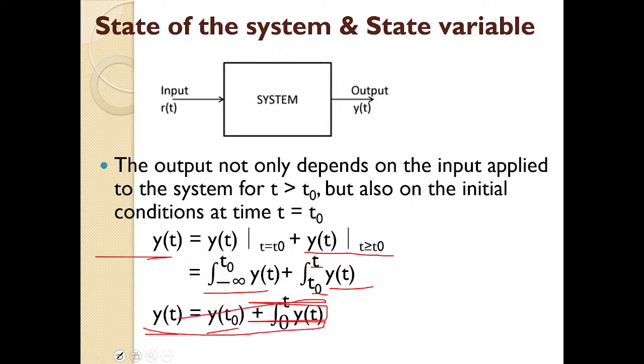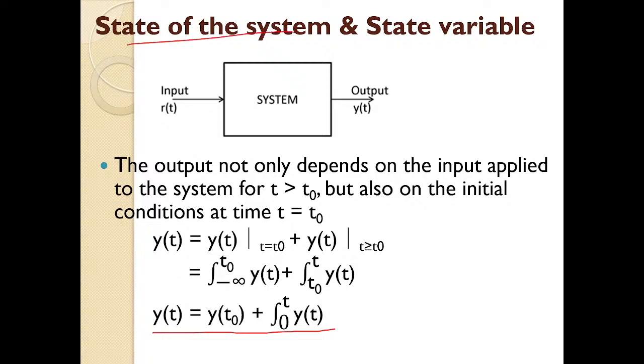So the output will have two parts. One part is with respect to the initial condition, and another part is the output after giving the input. Just draw the diagram and write down this title, state of the system and state variable, and write down the equations. As soon as you complete, inform.